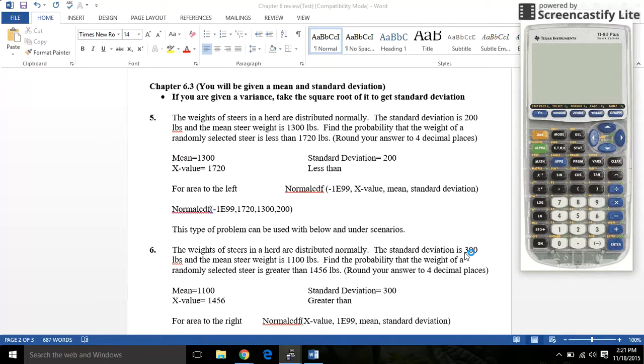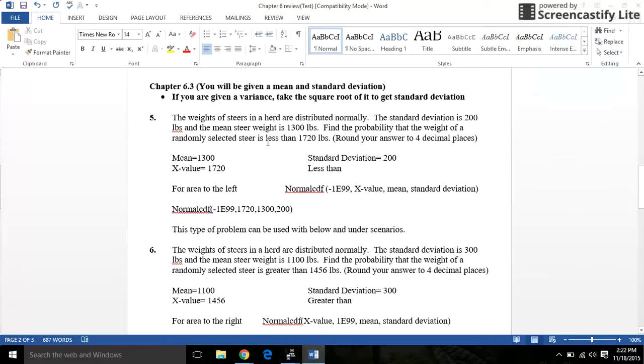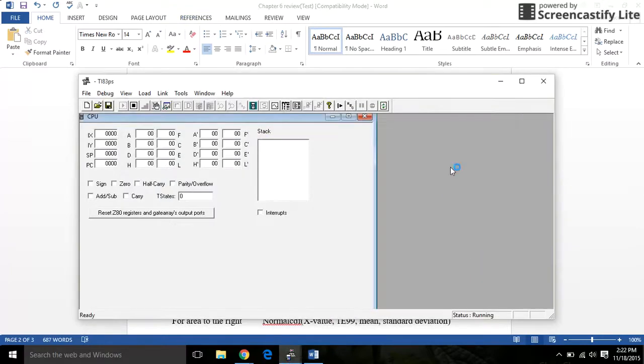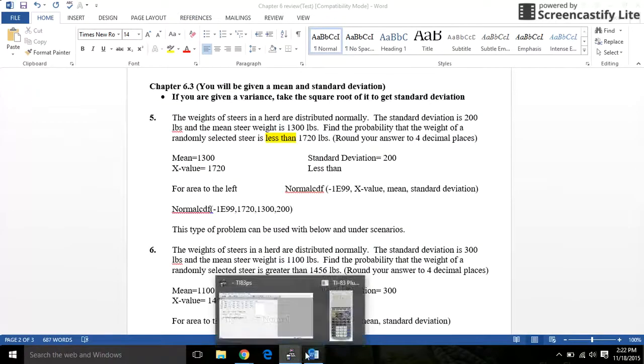Number 5, the weight of steers in a herd are normally distributed. The standard deviation is 200 pounds and the mean steer weight is 1,300 pounds. Find the probability that the weight of a randomly selected steer is less than 1,720 pounds. We know the mean is 1,300 pounds, the standard deviation is 200 pounds, and the x value is 1,720 pounds. I know this is a less than scenario because it says less than. So all I've done is gather the data that I need.